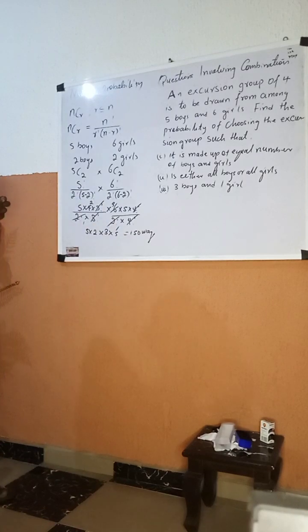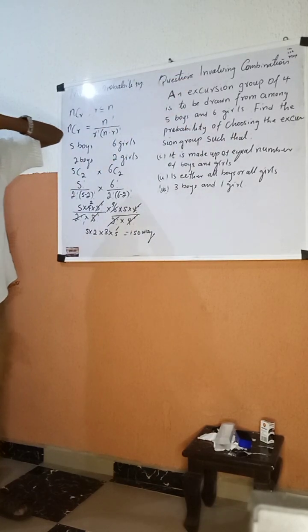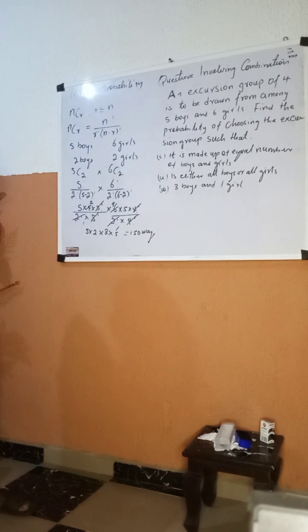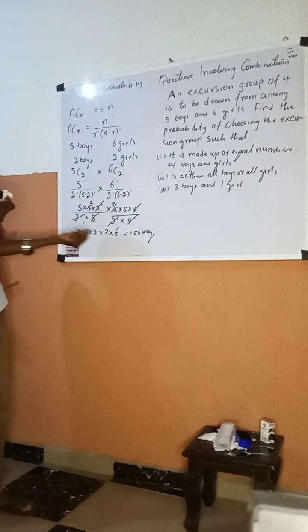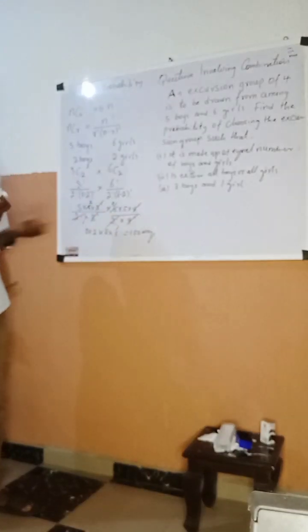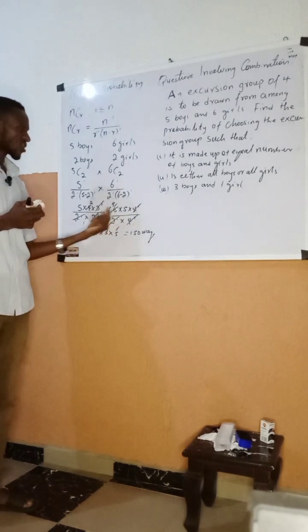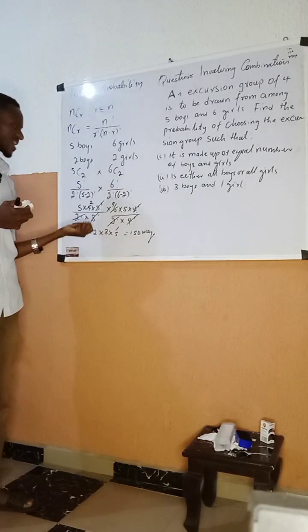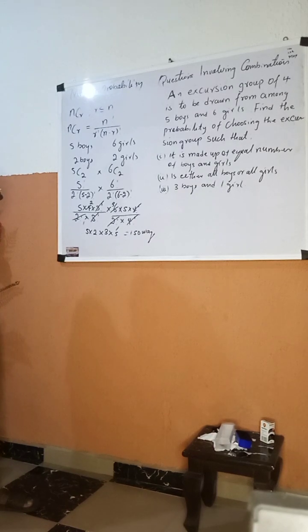of selecting 2 boys and 2 girls out of 5 boys and 6 girls to make up 4 persons who are going to be in the excursion group. But of course, what we are required to do here is to find the probability of making this selection, and not the number of ways of making the selection. So for us to be able to answer that question, we have been able to see the number of ways we can select 2 girls and 2 boys to make up the 4 persons needed in the excursion group.